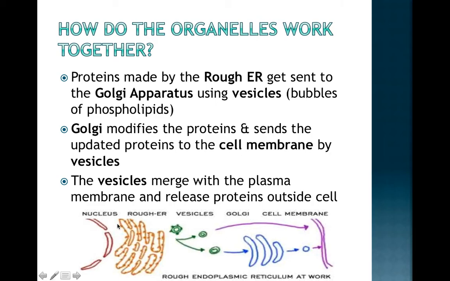The vesicles then are going to merge with the plasma membrane and release the proteins outside of the cell. So again, this cell is not making those particular proteins for itself. They have some other job to do outside of the cell.